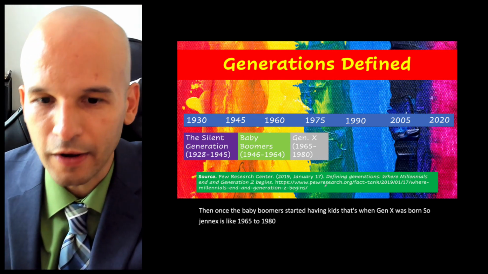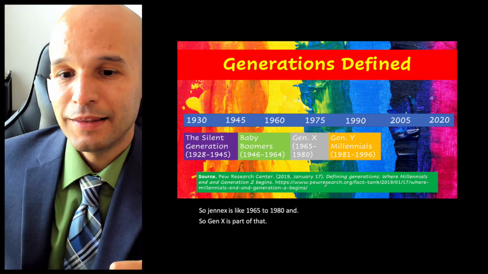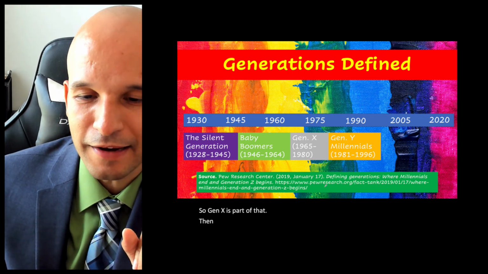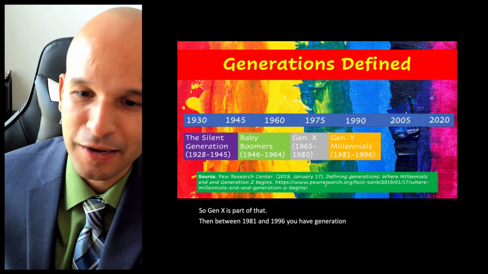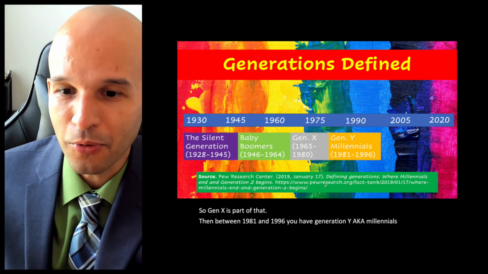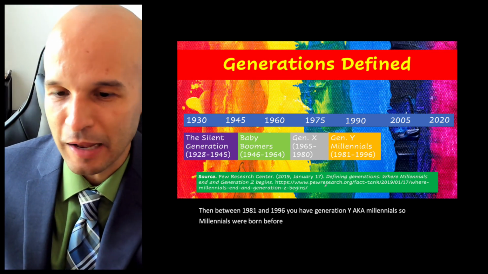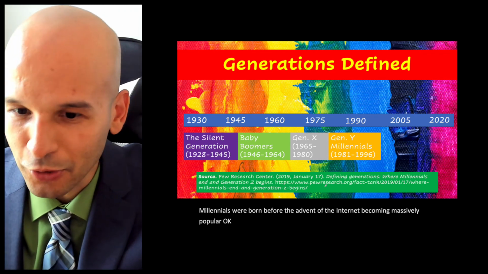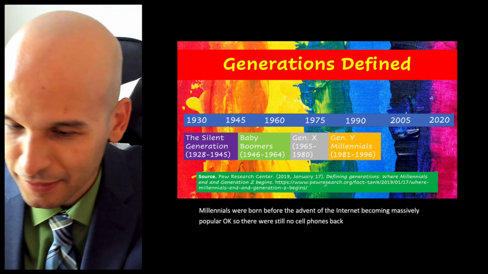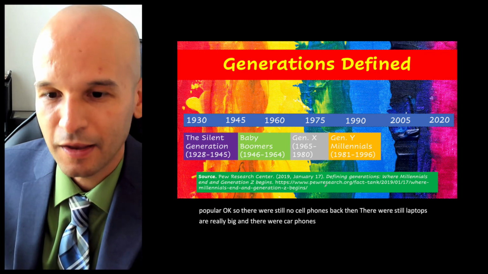And so Gen X is part of that. Then between 1981 and 1996, you have Generation Y, aka millennials. So millennials were born before the advent of the internet becoming massively popular. Okay, so there were still no cell phones back then. Laptops were really big, and there were car phones and beepers and pagers.